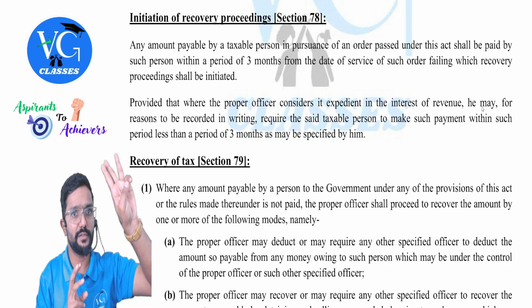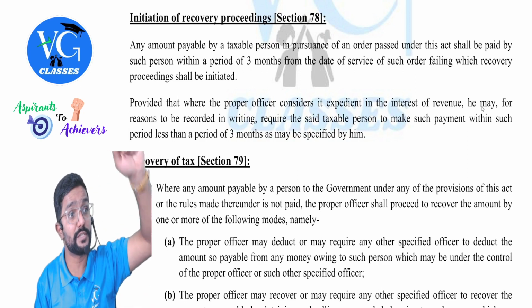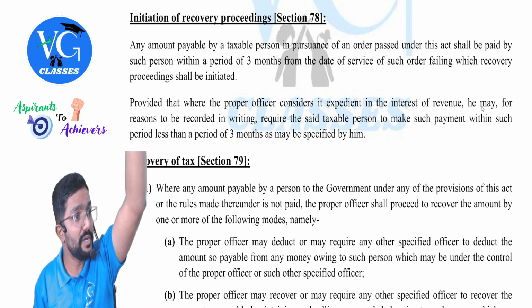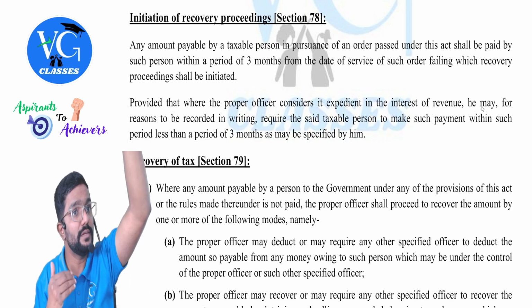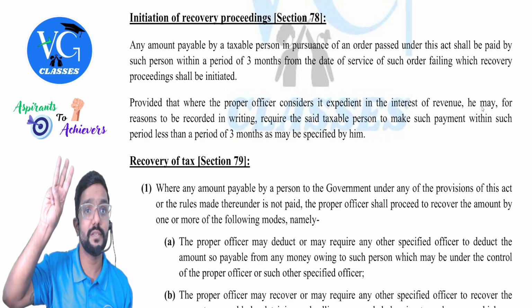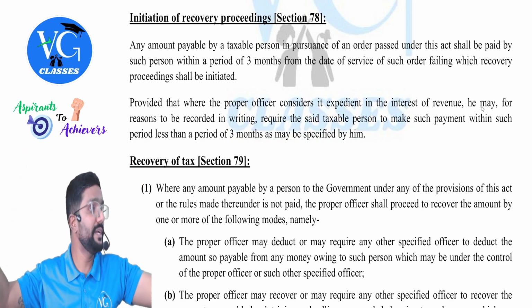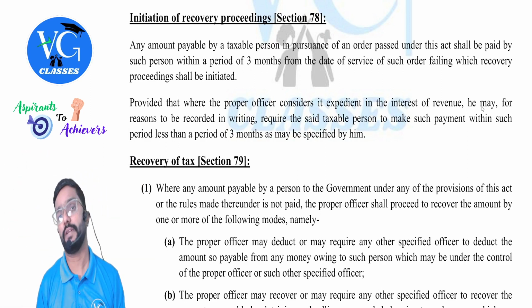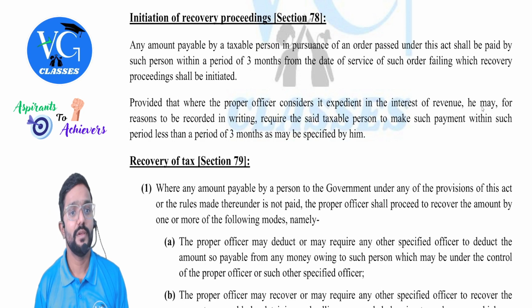They will wait for 3 months. Once order is passed, not after notice. Guys, we already learned. Once notice is issued, what is the time limit to pass order? Yes, order is also passed. Once order is passed, they will wait for 3 months. Even after 3 months, still you didn't pay. Then they will start with recovery. Failing which recovery proceedings will be initiated, means started.